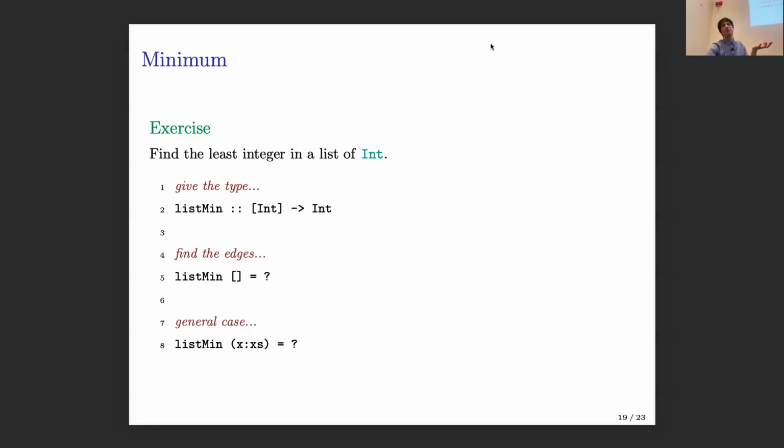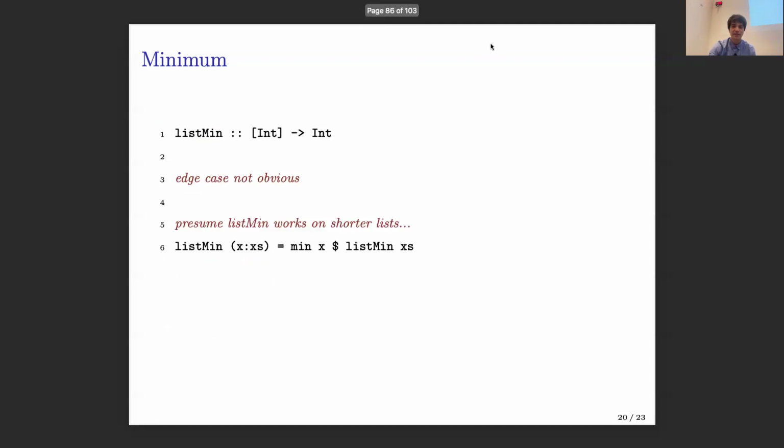So what is the minimum element here? What do I write? This should be very easy. We're assuming list min works, right? So I get the minimum element of the tail and it gives it back to you. And then I still have x. Now what do I do? Yeah, I compare them and return the smaller one. Okay, so that's something like, give me the minimum of x and the list min of the rest of the list.